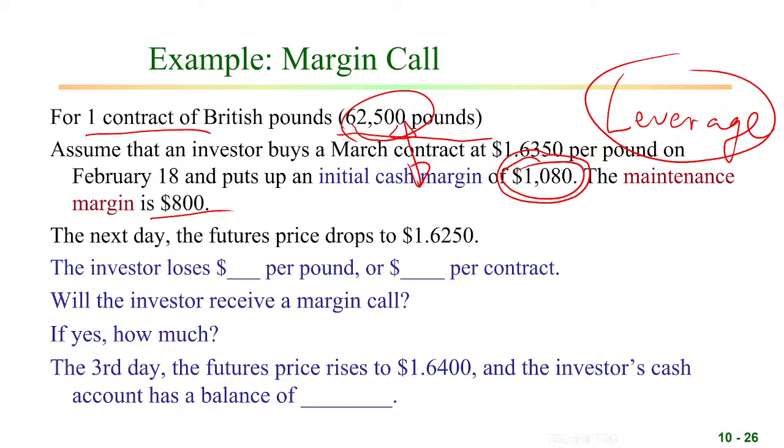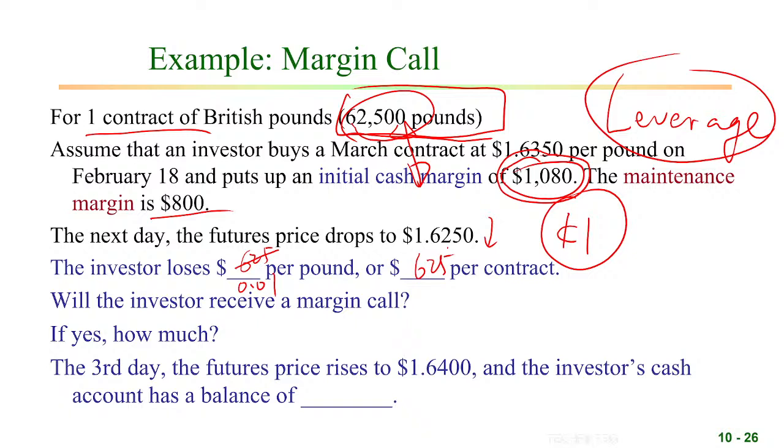The next day, the futures price drops. You are going to have a loss. Just drop only a penny. See, only 1 penny drop. But since you have a contract of this large, how much do you lose? You lose 1 penny times this would be $6.25, right, per pound. So you lose 1 penny per pound. So for the whole contract, you lose $6.25.